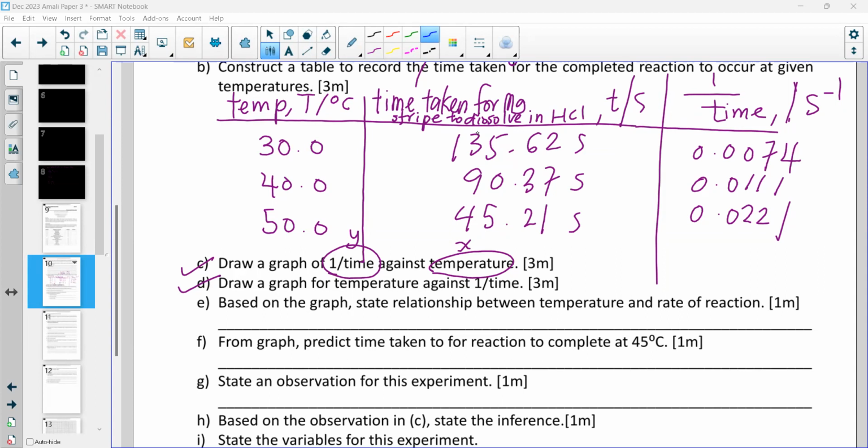For one over time, can I use 2 centimeters to 0.002? That means 1 centimeter to 0.002. Okay, once you are done, you can show me your graph. Send me a photo. Everyone here should be okay already. Waiting for you all.